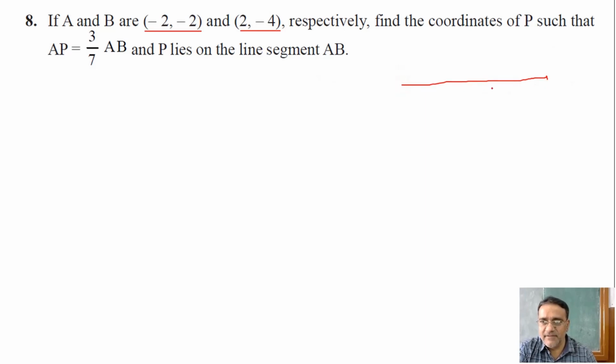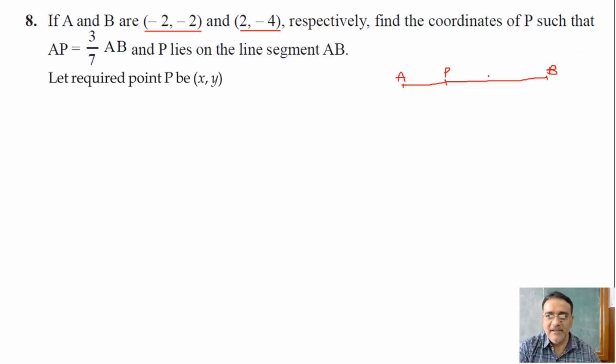Let me draw a rough diagram. This is AB, and point P is here at 3/7, so let me take it a little here. This is point P. Now AP is given as 3/7 of AB. So what will be PB? What will be PB?